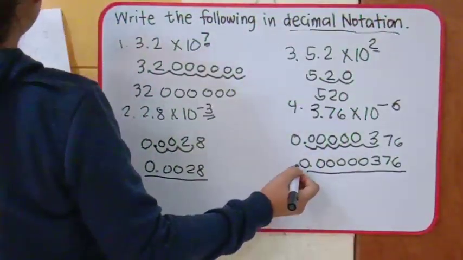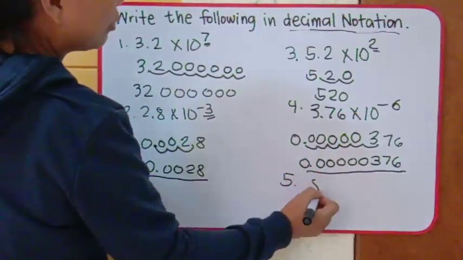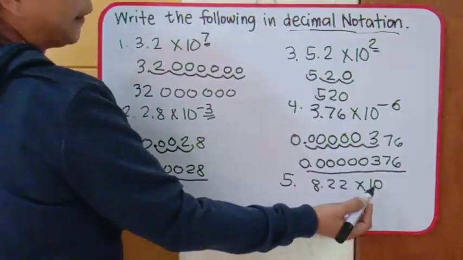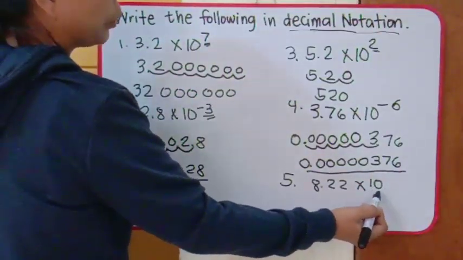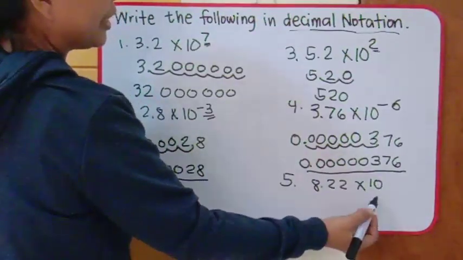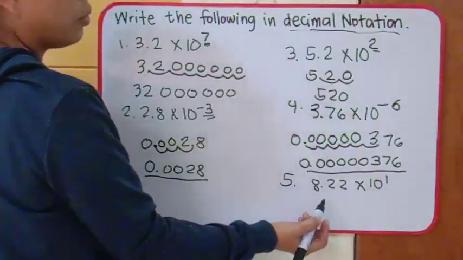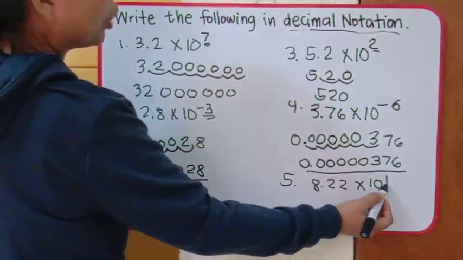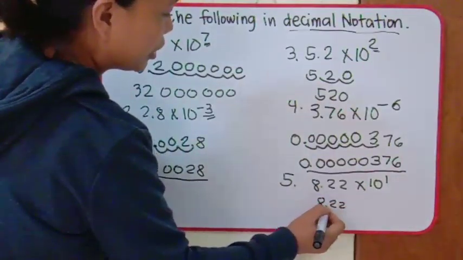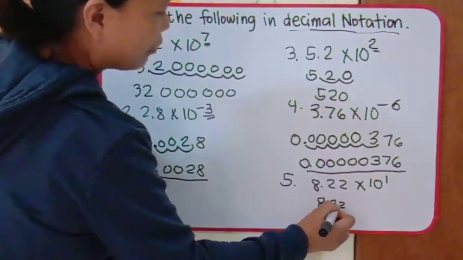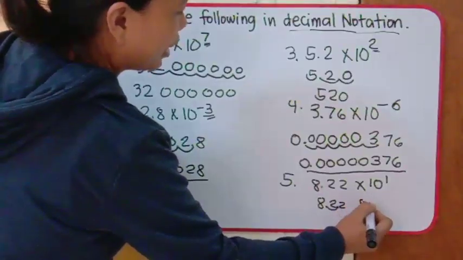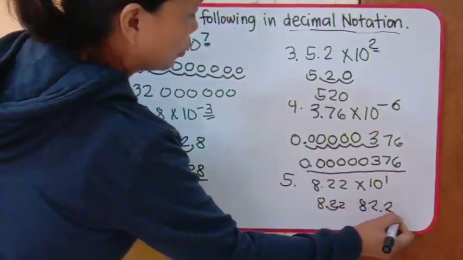Now let us have example number 5. So in example number 5, we are given here 8.22 times 10. So since our value here is 10, we don't see any number here for our exponent. So it means that the exponent is 1. So it means that we will move the decimal point 1 place to the right. So we are given here 8.22. So we just move 1 place to the right. So this will be the new location of the decimal point. So the answer is 82.2.